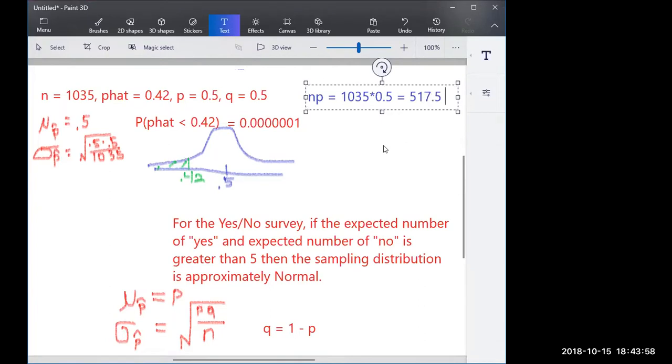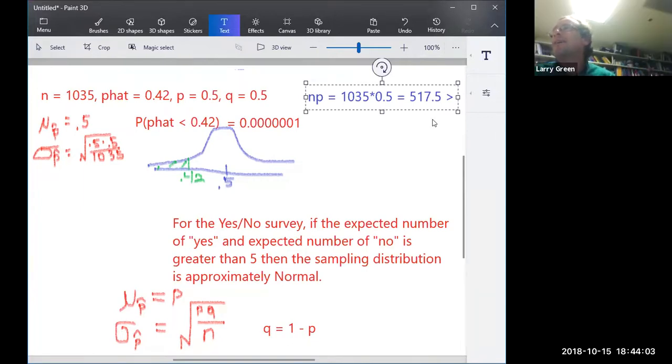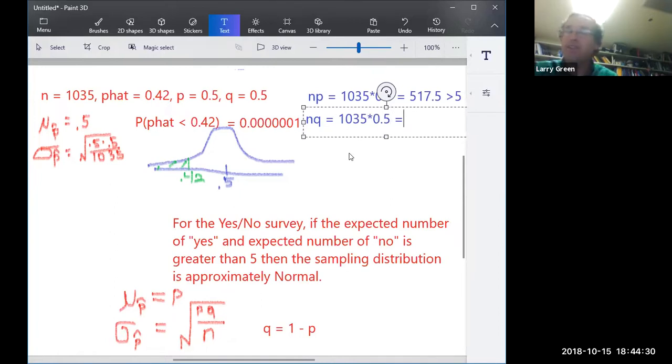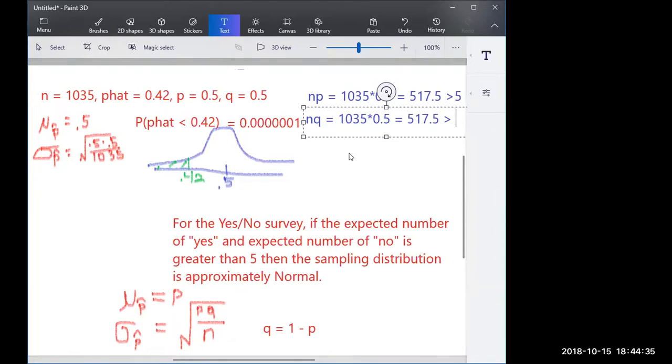And if a thing is 135, that's exactly about half. Right. So the big question is, is that bigger than 5? And yes, 517.5 is much bigger than 5. Is that clear? Yep. And then we should also check, which will be obvious, but I should do it anyway, NQ. That is equal to 1035 times Q, which happens to be 0.5 also, which of course is going to still be 517.5. It's still greater than 5.